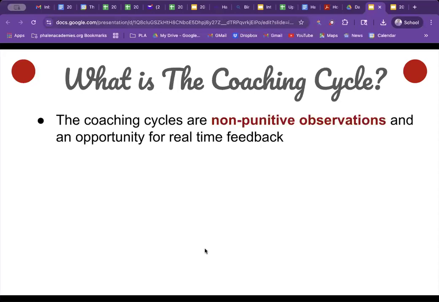The coaching cycles are non-punitive observations and an opportunity for real-time feedback. We want to make sure that you know that when an administrator goes in to observe, it is not punitive. This is a time where they are going in so they can take some notes and be able to help you as a teacher grow as a teacher.